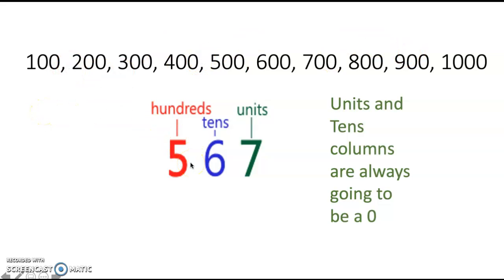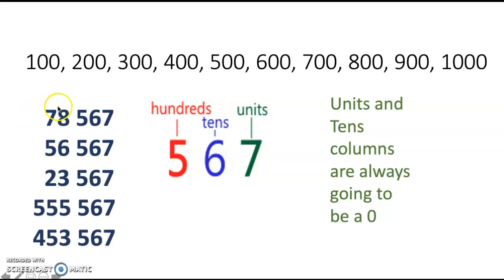The important thing to note is that any numbers that are to the left of the hundredths column do not determine, we don't have to worry about them as we're rounding to the hundred. So all of these numbers here are going to round to the same last three numbers.